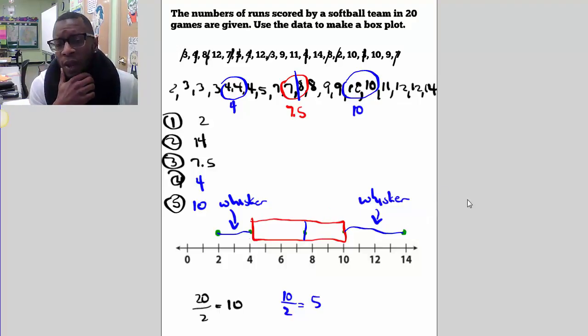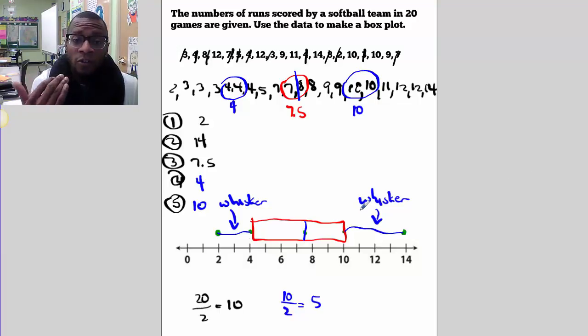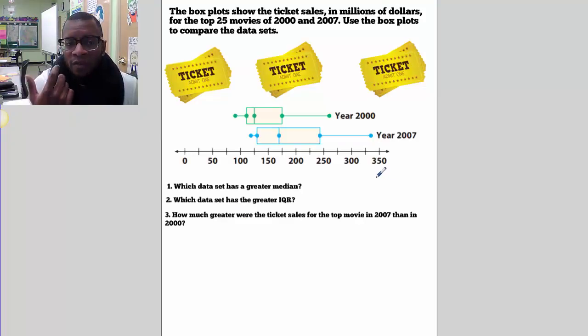Okay. Now, once we have our box and whisker plots drawn, we can also compare two sets of data with box and whisker plots, because now we have a visual representation for these two sets of data. For example, let's say we have box plots shown for the ticket sales in millions of dollars for the top 25 movies of 2000 and 2007. And we want to use these two box plots to compare the two data sets.